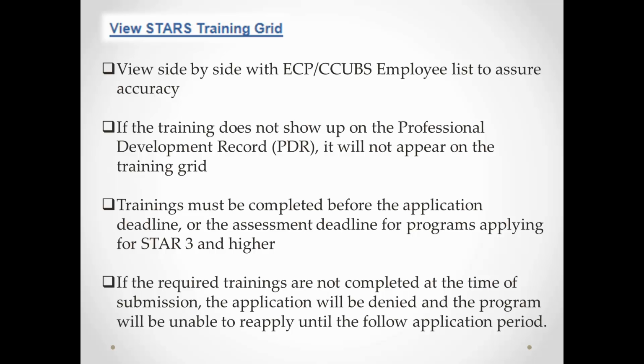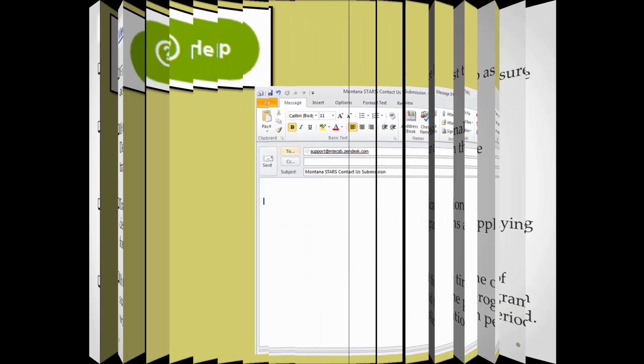If the training does not show up on the professional development record, it will not appear on the training grid. Trainings must be completed before the application deadline or the assessment deadline for programs to apply for a star 3 and higher. If the required trainings are not completed at the time of the submission, the application will be denied and the program will be unable to reapply until the following application period.